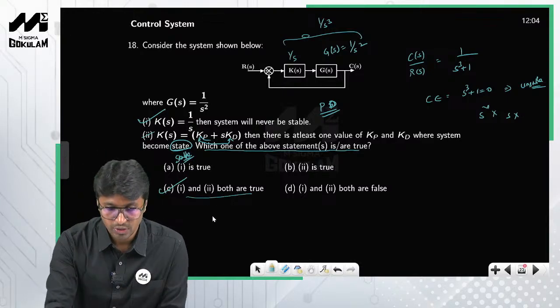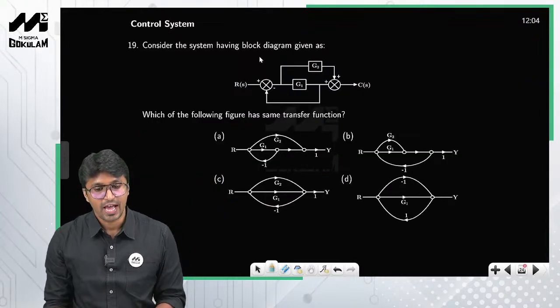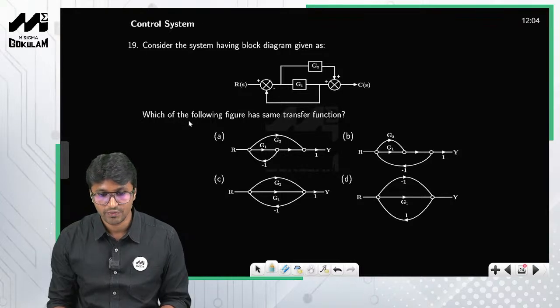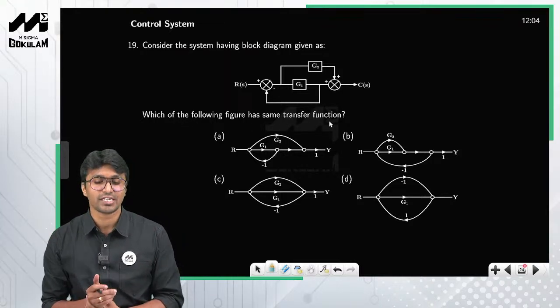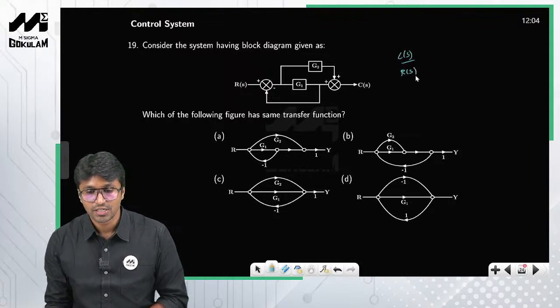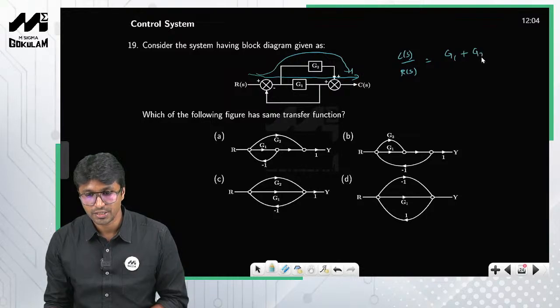Now let us move on to the next question. Consider the system having this block diagram. Listen, what is the question? Which of the following figures has the same transfer function? So apply Mason's gain formula blindly. So C of S by R of S. How many forward paths do you find in this particular block diagram? So this is G1 and this is G2, so G1 plus G2.